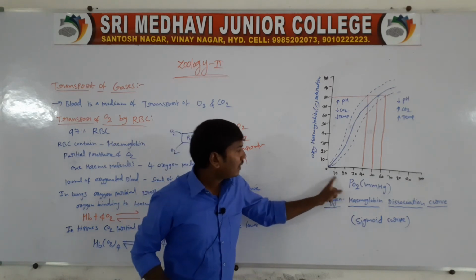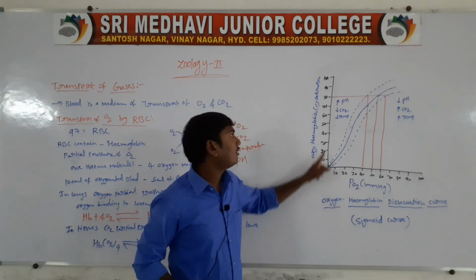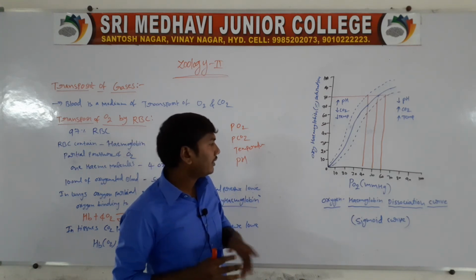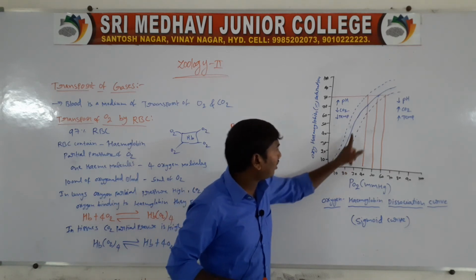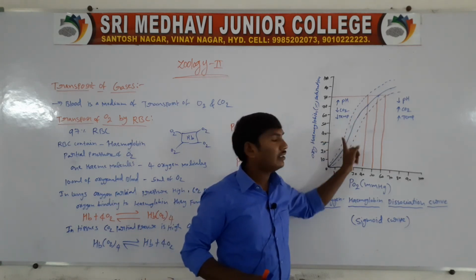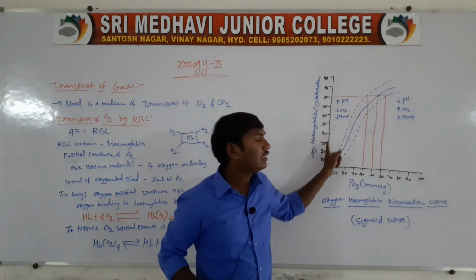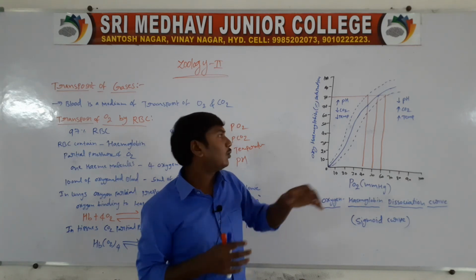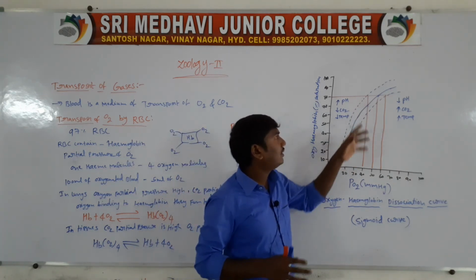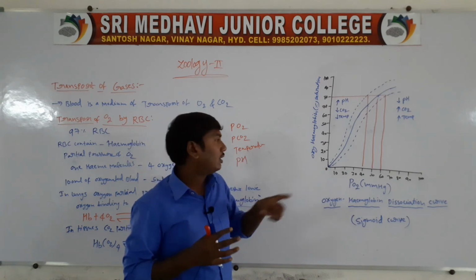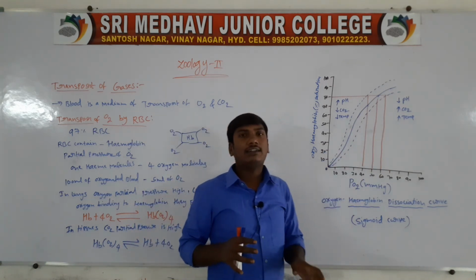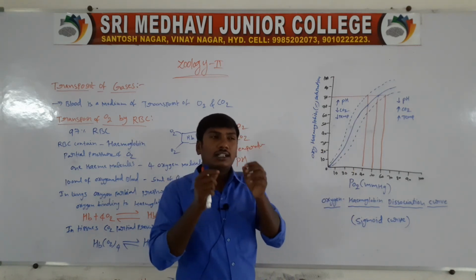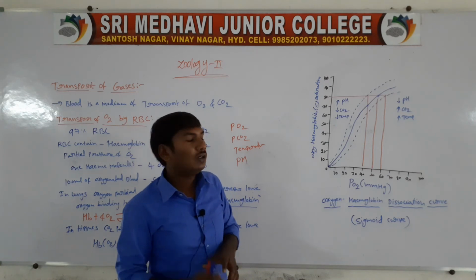On one axis is the partial pressure of oxygen, on the other the oxyhemoglobin saturation, the binding of oxyhemoglobin. When this dissociation curve turns to the left, it indicates the binding of oxygen and hemoglobin. When this curve turns to the right side, it indicates the dissociation of oxygen and hemoglobin.